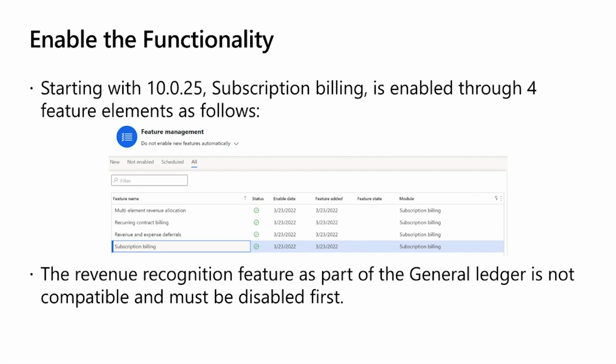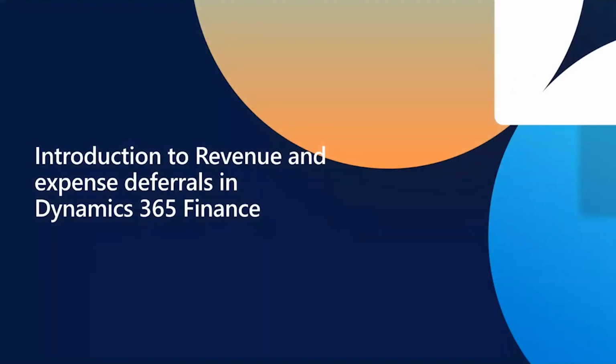Starting with the parent key of subscription billing, and then you can turn each of the individual modules on as you need. One caveat with that is the revenue recognition feature that's part of General Ledger has to be off for any of the subscription billing features to be on, and vice versa. So you can only really run subscription billing or revenue recognition, one or the other.